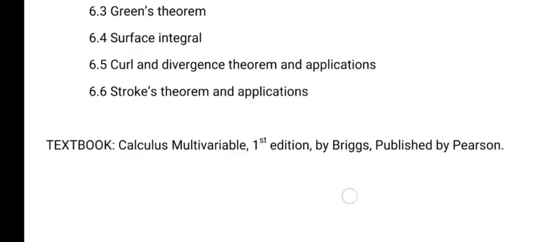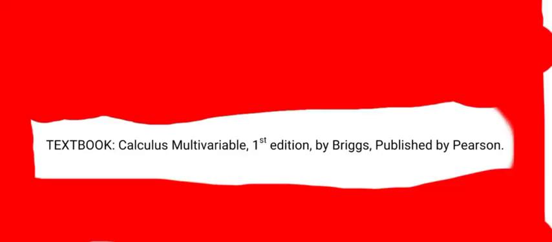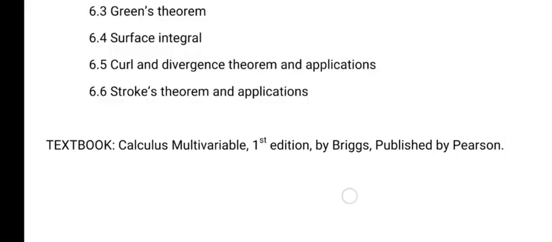This course outline was compiled from the textbook Calculus of Multivariable Functions, first edition by Bridge, published by Pearson.